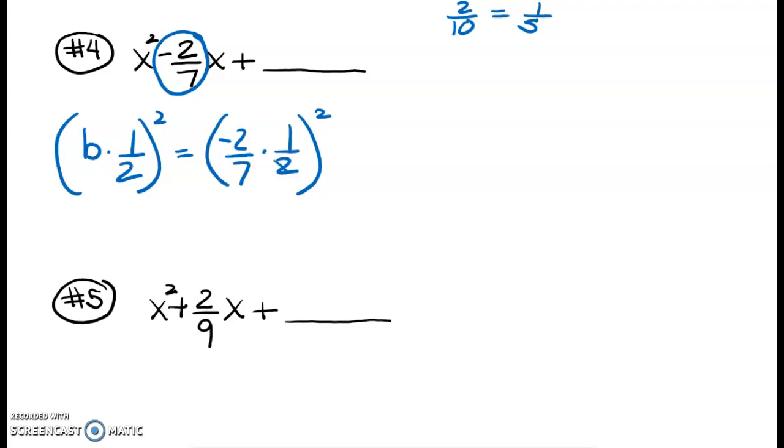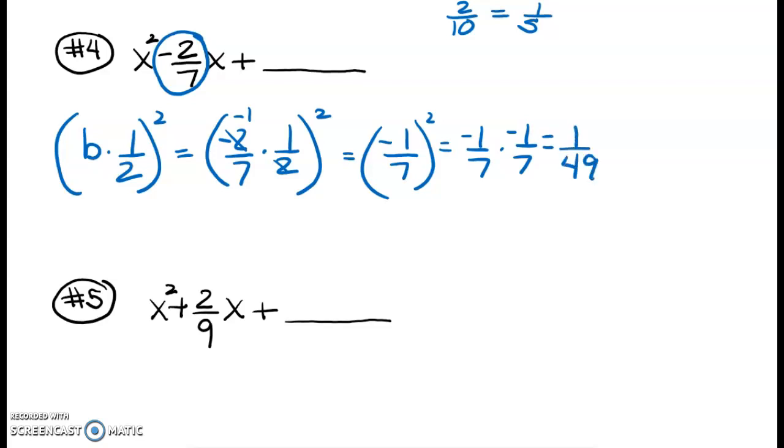Well, I know that 2 and negative 2 reduce to negative 1. So when I multiply across, I get negative 1/7. And when I square negative 1/7, that's multiplying it twice, so I get 1/49. So I need to add 1/49th in order to turn this into a perfect square.